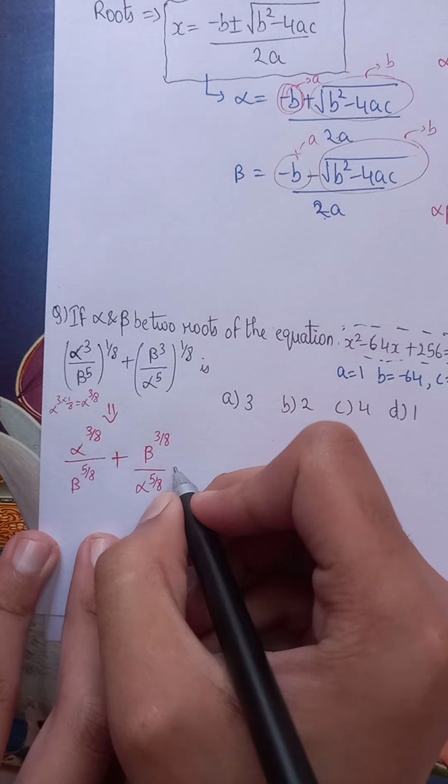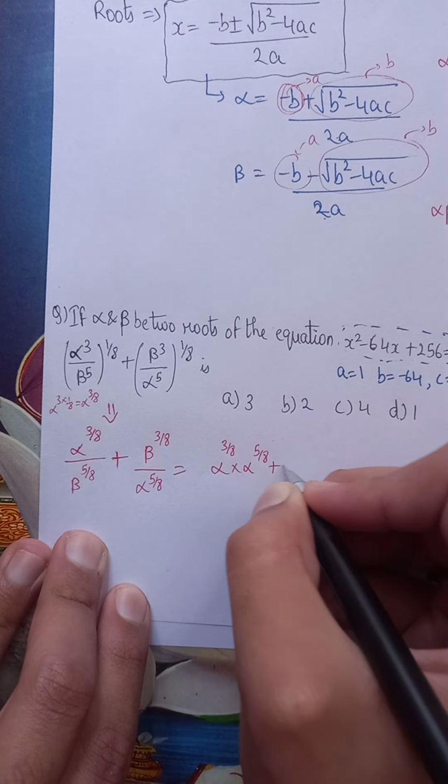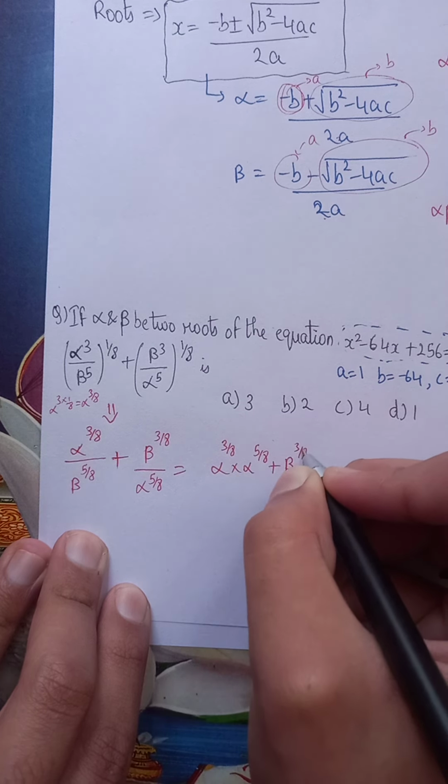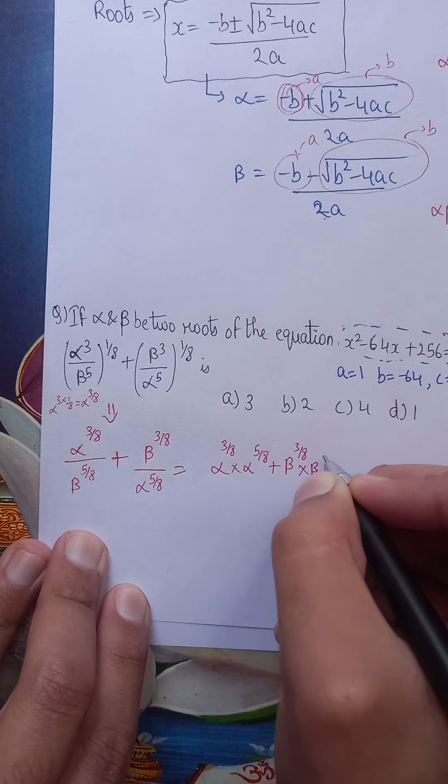Okay, so we can write this expression like this. Now let's take LCM. By taking LCM, we get alpha whole power 3 by 8 into alpha whole power 5 by 8 plus beta whole power 3 by 8 into beta whole power 5 by 8, divided by alpha into beta whole power 5 by 8. Okay, so see here, the bases are same, right?